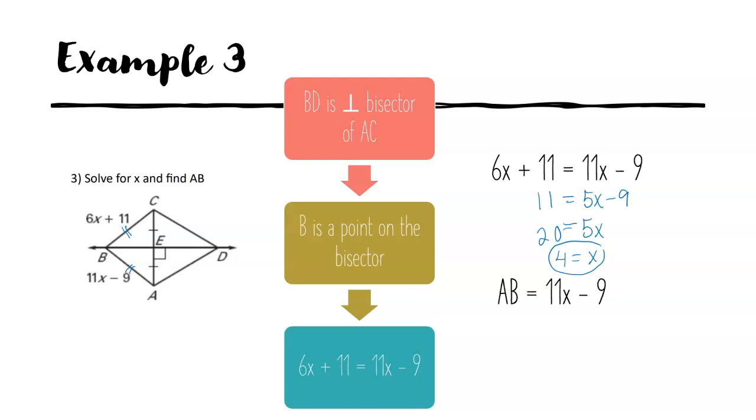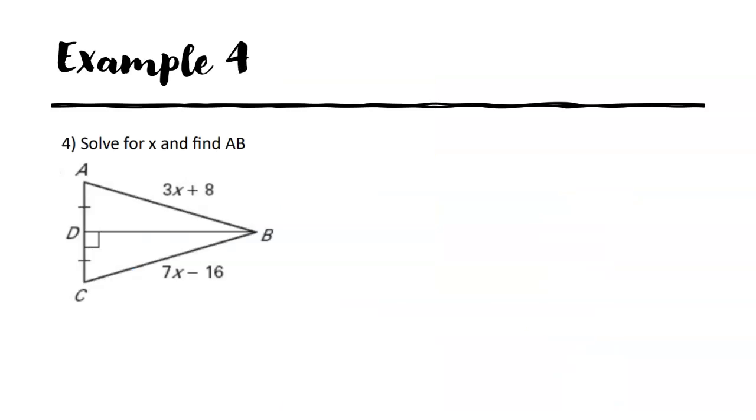Once I know x is equal to 4 and I want to find AB, I can use that fact to say 11 times 4 minus 9, and that's going to be 44 minus 9, or 35. So I know that AB has to be 35. So I'm going to have you pause the video and then you can do example 4.